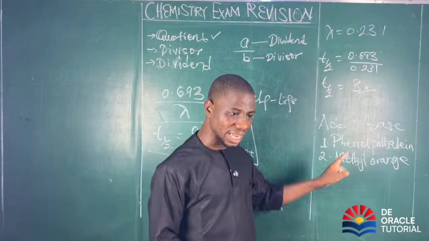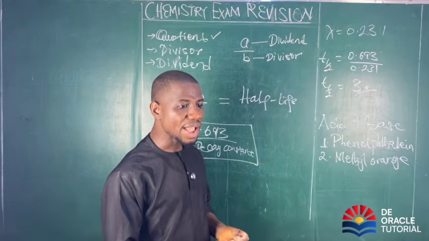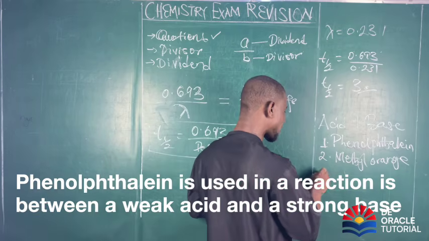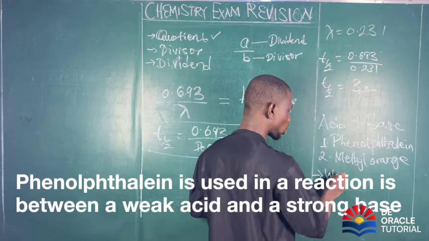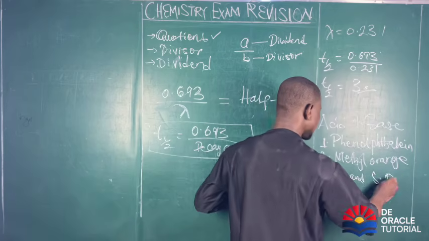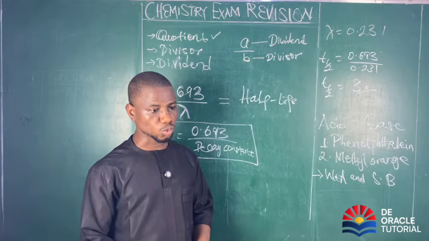We use phenolphthalein when the reaction is between a weak acid and a strong base. When the reaction is between what? A weak acid and a strong base. That is the one we are going to use what?